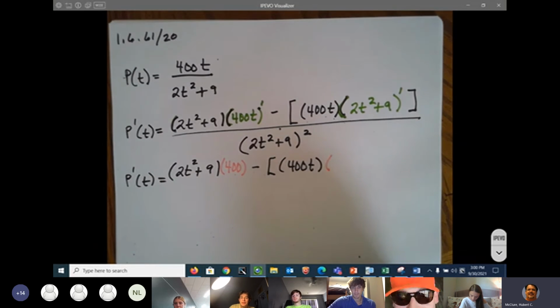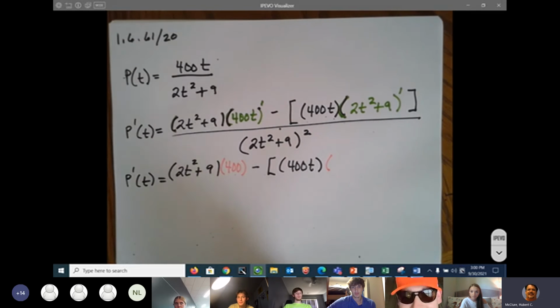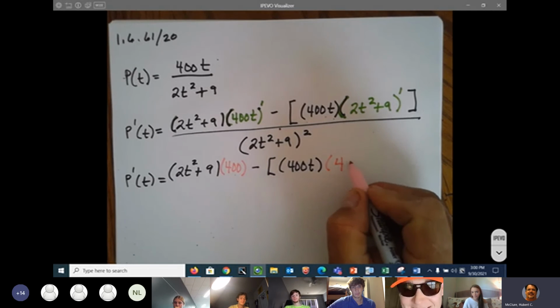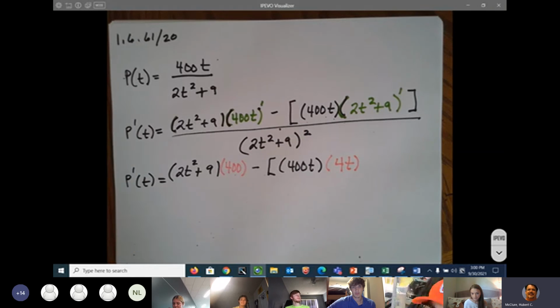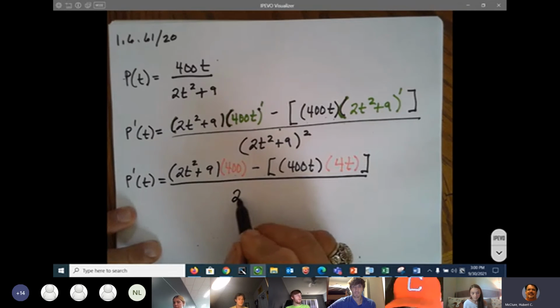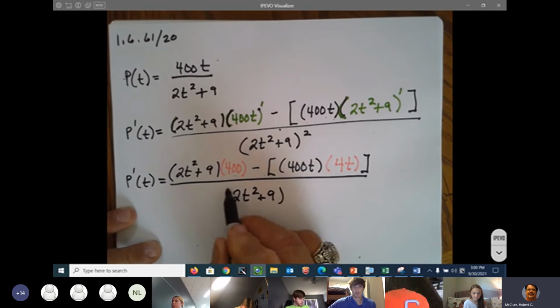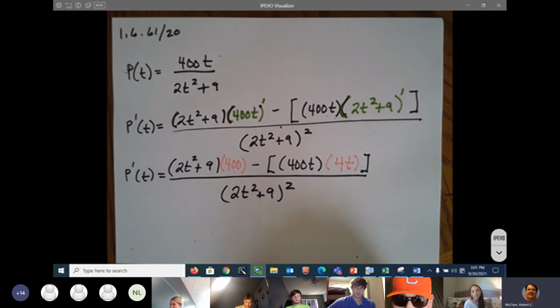What is the derivative of 2t squared plus 9? 4t. I think you said 4t. Articulate, please. I appreciate y'all communicating, but please, volume and articulation. And then 2t squared plus 9 quantity squared. Oh, and why I mentioned it, the calculus is done. So all you got to do now is algebra.